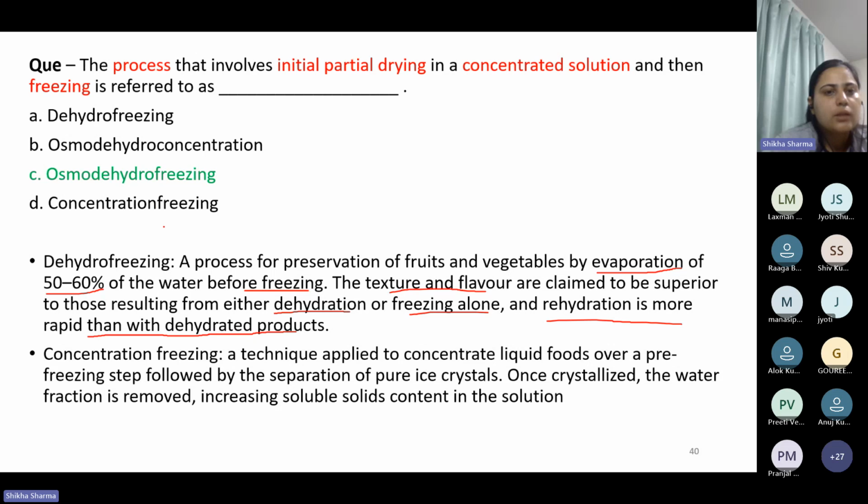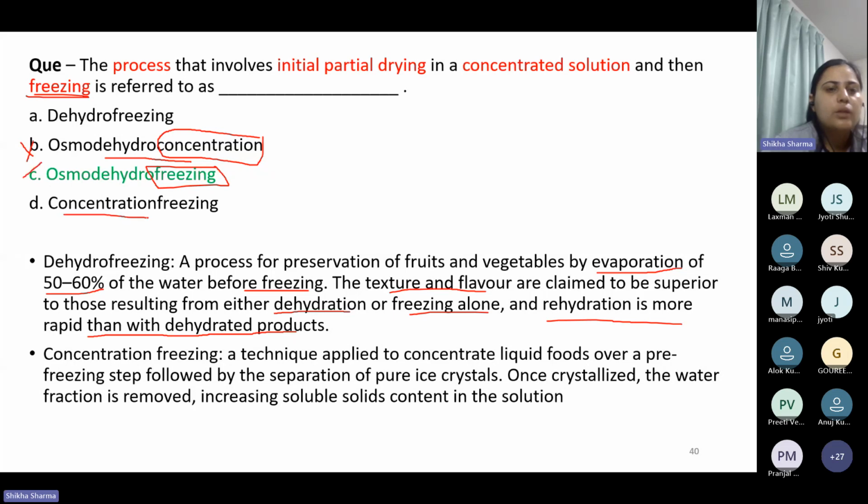Second is osmodehydroconcentration. Usually what is happening here is concentration, not freezing. Here in the question we are asking about freezing. So option B is not correct. Instead, option C is correct.